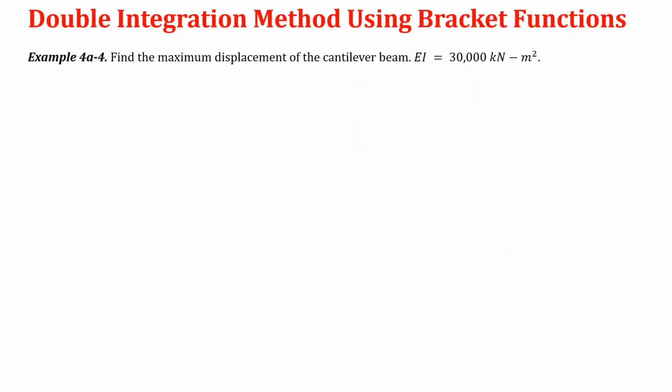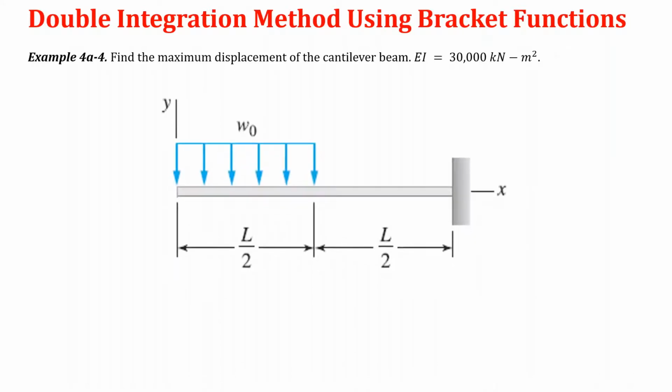Okay, next example. Find the maximum displacement of the cantilever beam given that EI is equal to 30,000 kilonewton meter squared. So, ito yung figure, guys, ha? So, ano daw ang maximum displacement of the cantilever beam? Okay, asa man ang maximum displacement mag-occur? Of course, sa free end. Diba?